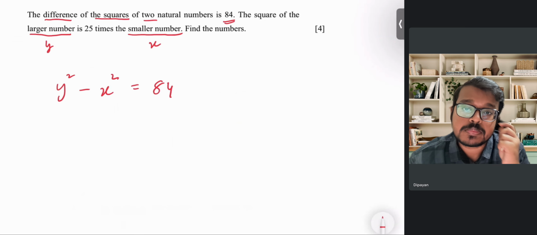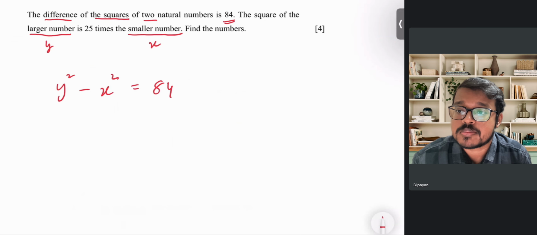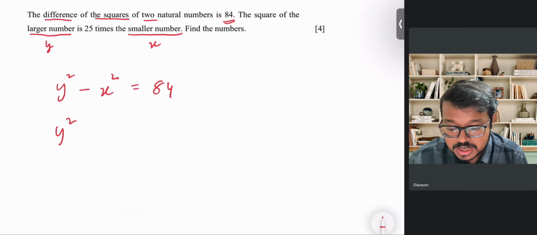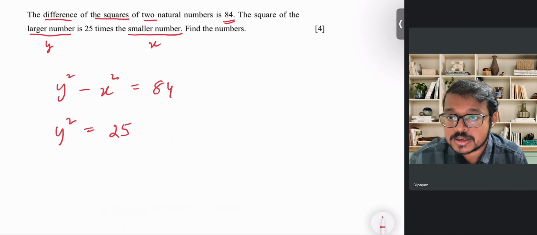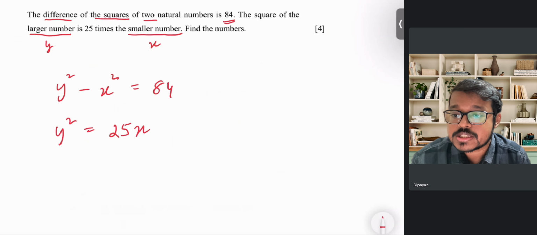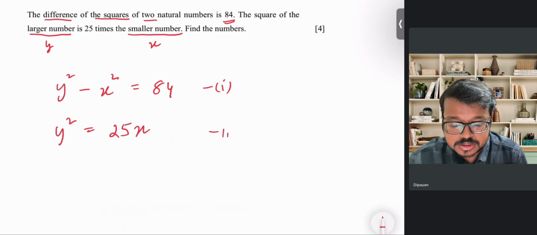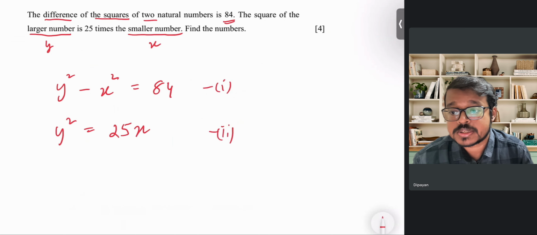Then the second statement is that the square of the larger number is 25 times the smaller number. Again, square of the larger number is y square, and this is equal to 25 times, so 25 multiplied by the smaller number, that is x. So we have y square equal to 25x. So these are the two equations when we translate the two statements.